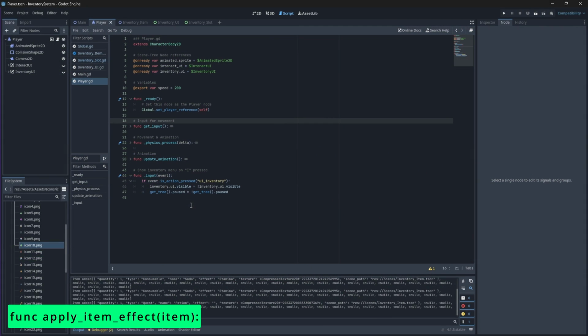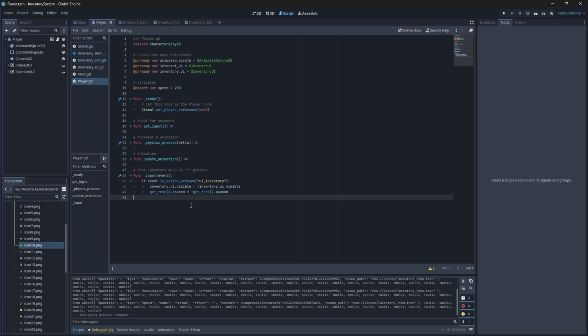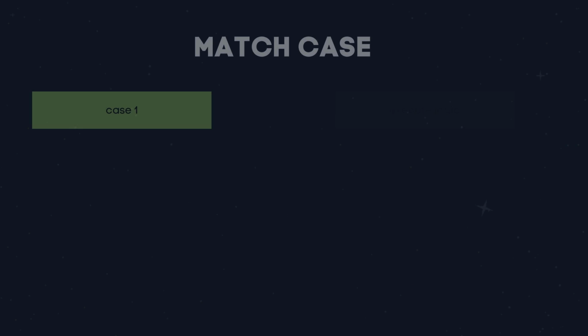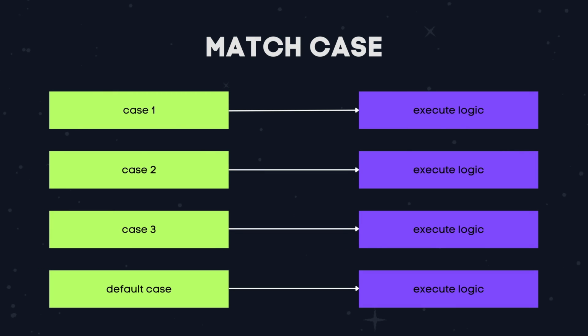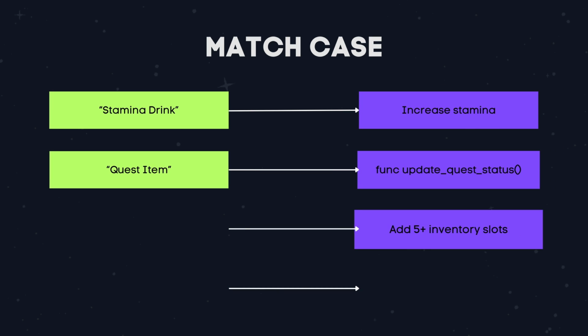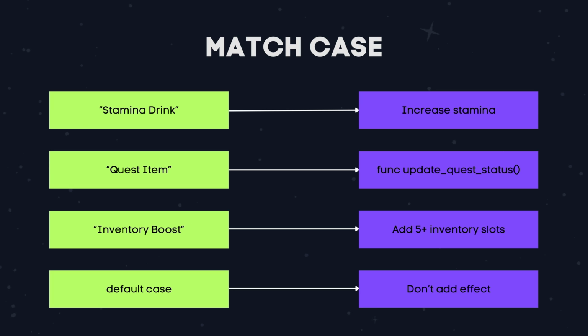For this function, we're going to be passing the item as a parameter because we want to access the effect of that item that we're trying to consume or use. Now, we'll use a match statement to check the item's effect and apply the corresponding changes. For example, if the item's effect is stamina, it will increase the player's speed. If it has no effect, we won't do anything. We'll simply print that there is no effect for this item by default.